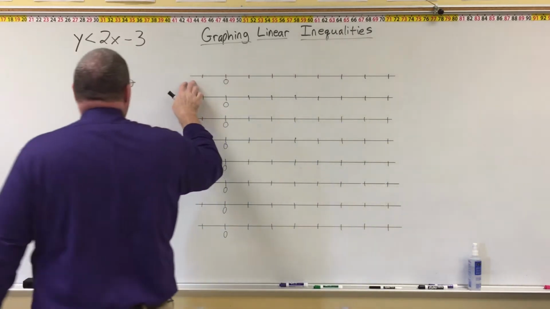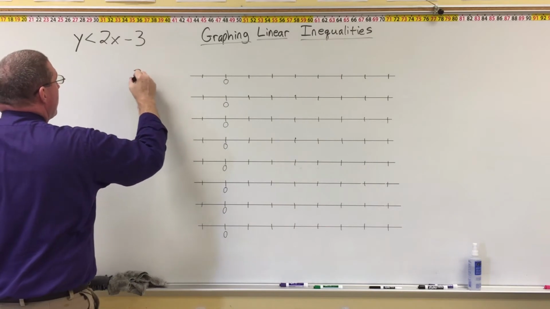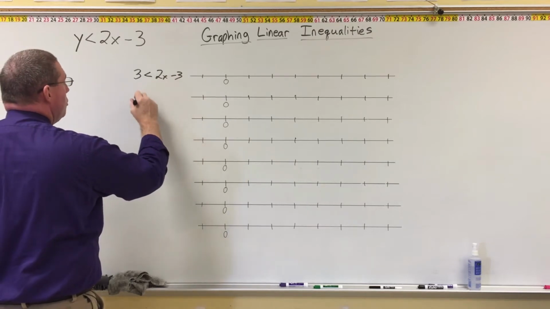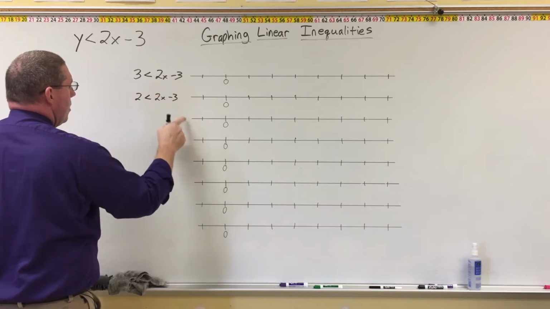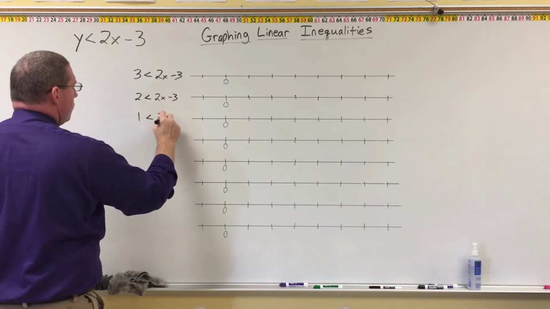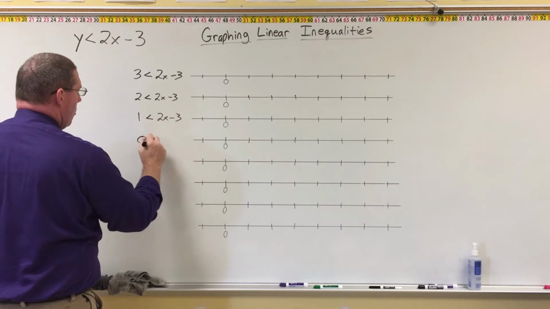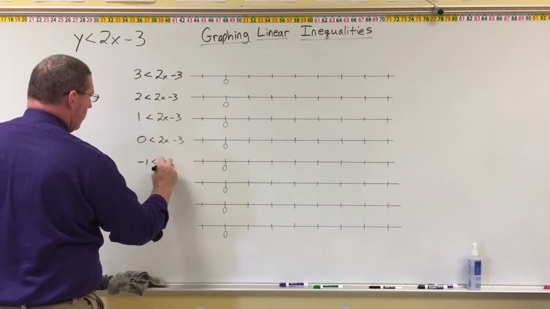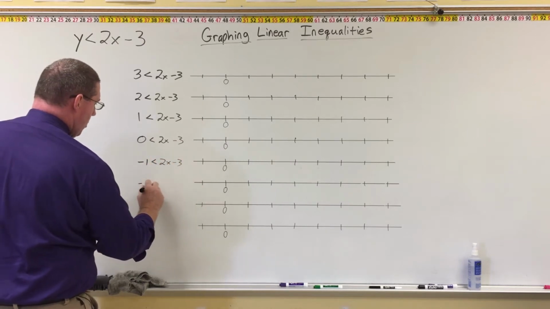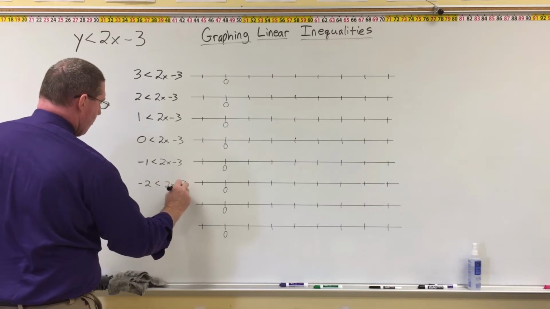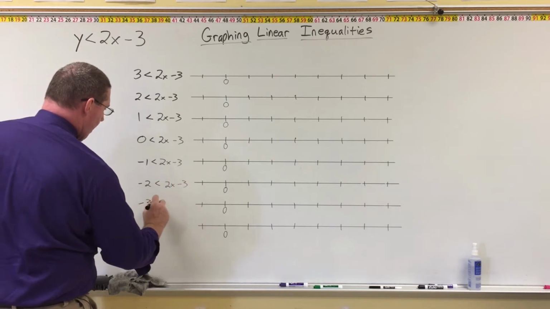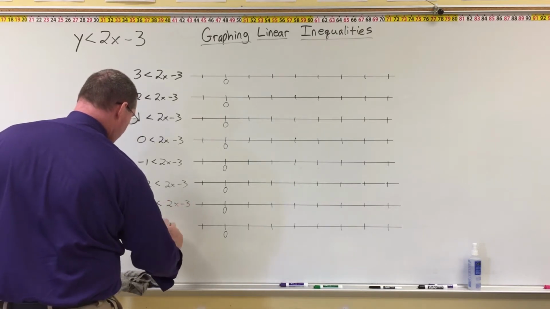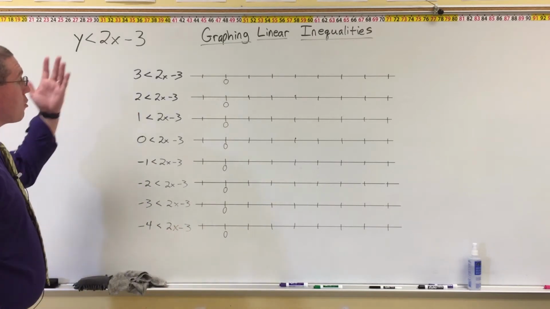So I'm going to call this one 3. This one is going to be 3 is less than 2x minus 3. This one's going to be 2, so 2 is less than 2x minus 3. This one's 1 is less than 2x minus 3. This one's 0 is less than 2x minus 3. Negative 1 is less than 2x minus 3. Negative 2 is less than 2x minus 3. Negative 3 is less than 2x minus 3, and negative 4 is less than 2x minus 3. Now we're going to solve all 8 of them.